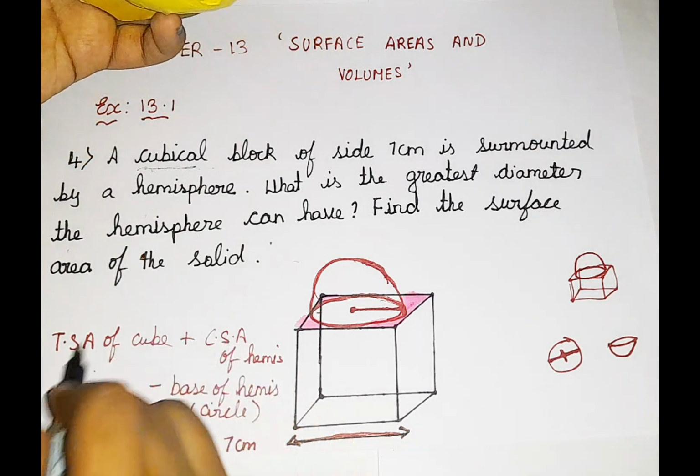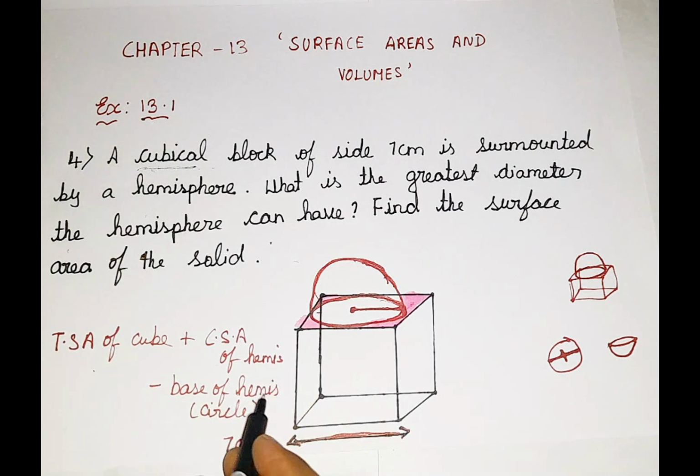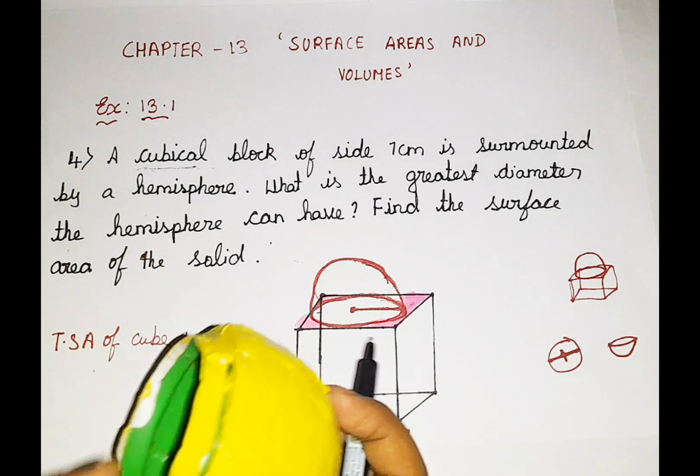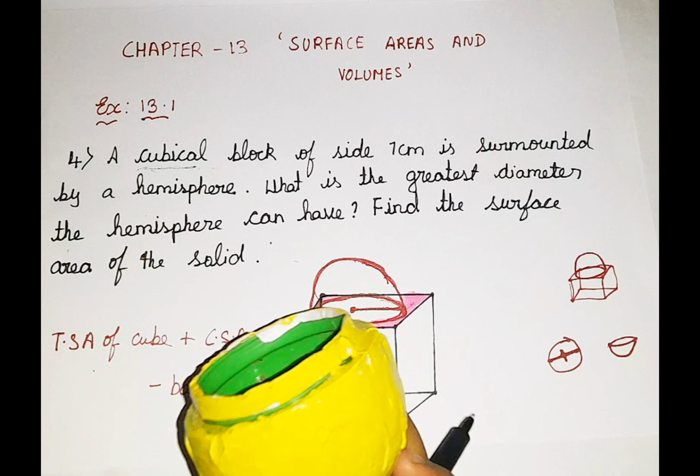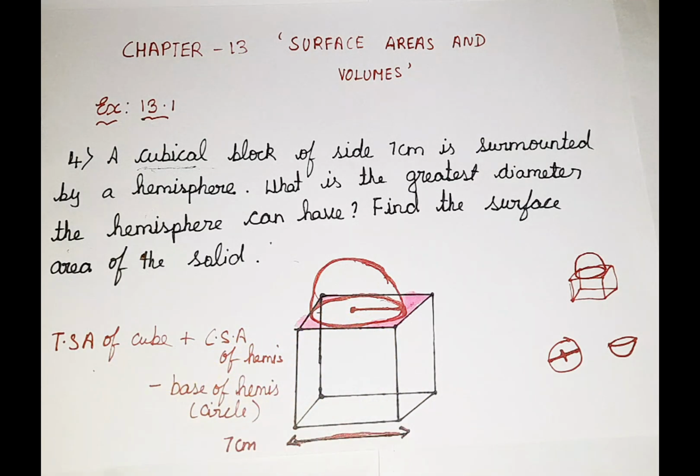Now I am going to be applying the formula. You guys might be wondering, are we supposed to apply a hemisphere formula or a circle formula? The base of the hemisphere is in the shape of circle. Just because it is in the shape of circle, I am going to be applying the circle formula, that is pi r square.